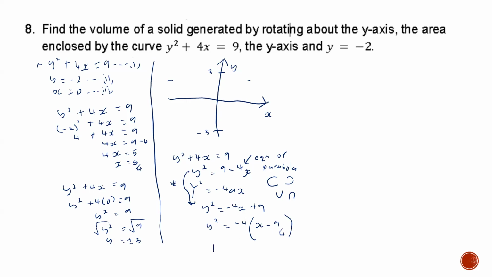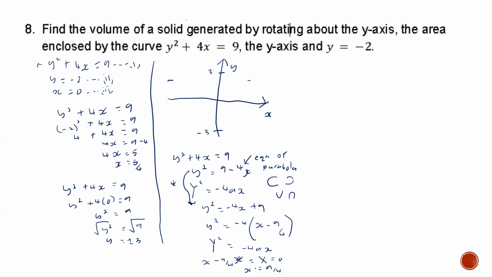Now, if I'm to compare with a general form, y squared is equal to negative 4x, there are some things here that are similar. For example, you realize that x minus 9 over 4, which is equal to capital X, is equal to 0. Sorry, remove that x. It should be x minus 9 over 4 is equal to capital X, which is equal to 0, such that x is equal to 9 over 4.